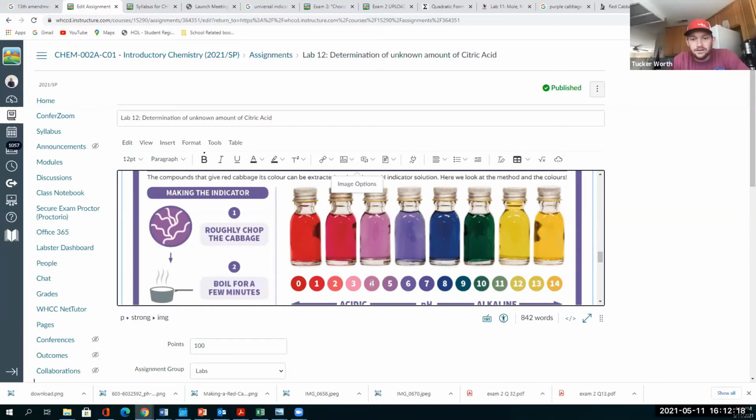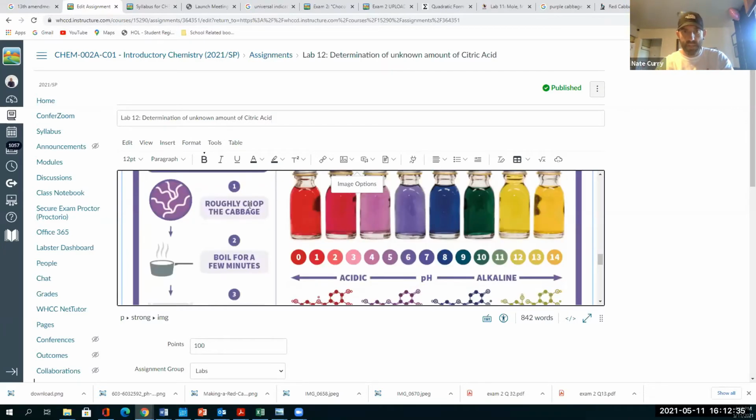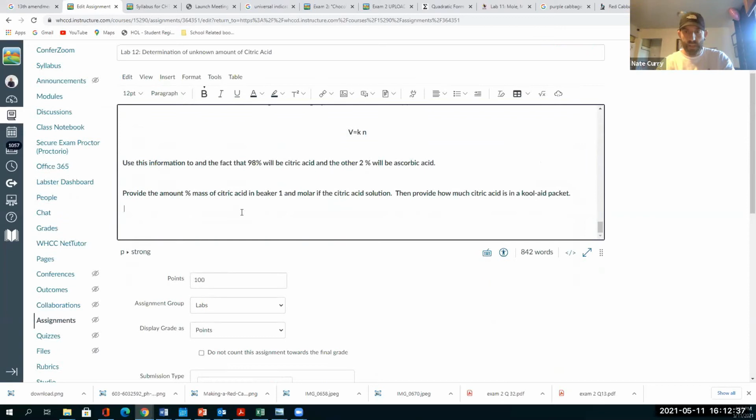Wait, so this is the part where we do the quarter teaspoon of baking soda. Yep. With water. So baking soda, water, cabbage gave me an 8. All right, 8 pH, baby.